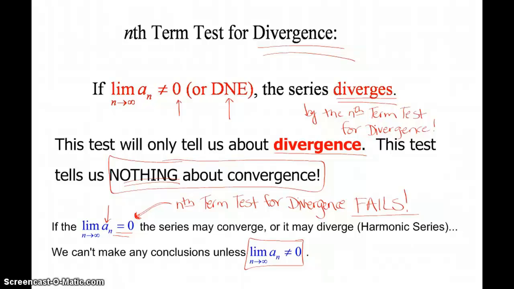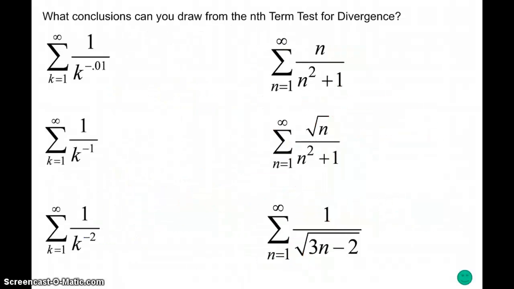You have to run another test. All right, let's work some examples. Here we have a series 1 over k to the negative 1/100th. Well, the first thing we're always going to do from this point on, if we do not recognize that we have a geometric series, a p-series, or a collapsing series, the first thing we're going to do is run the nth term test for divergence.